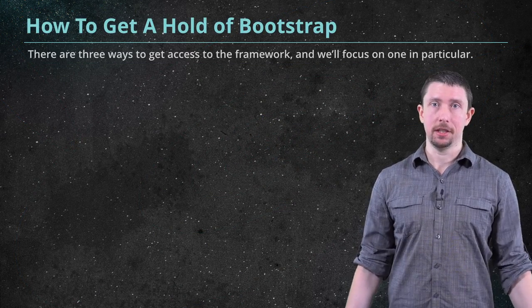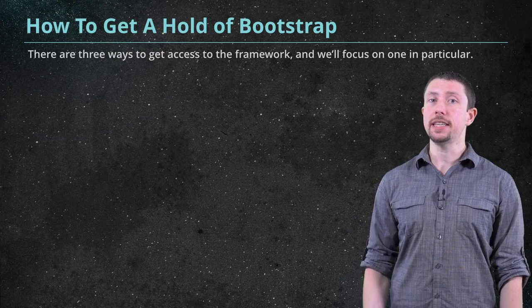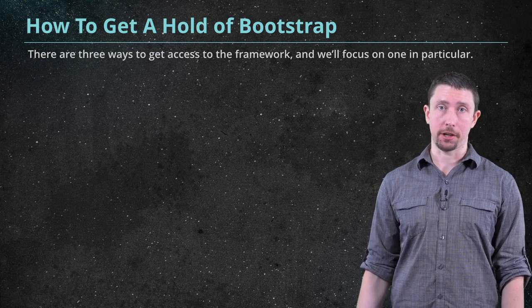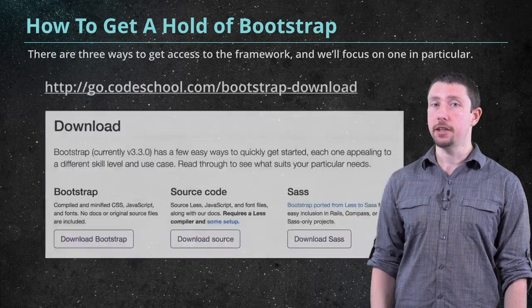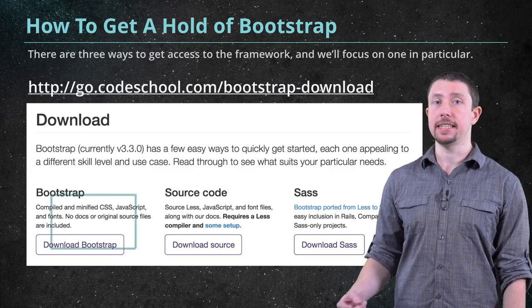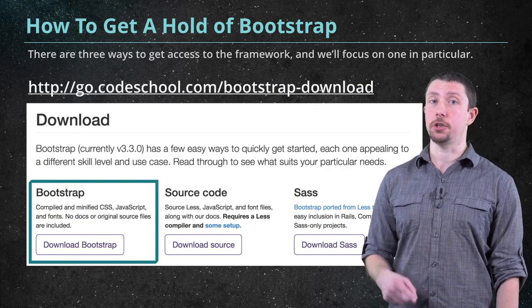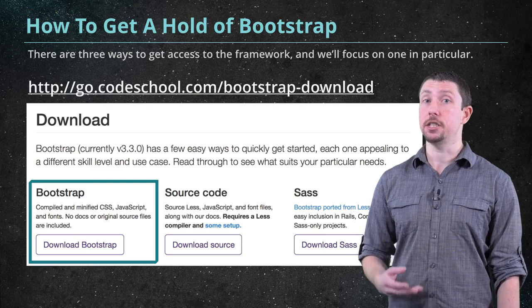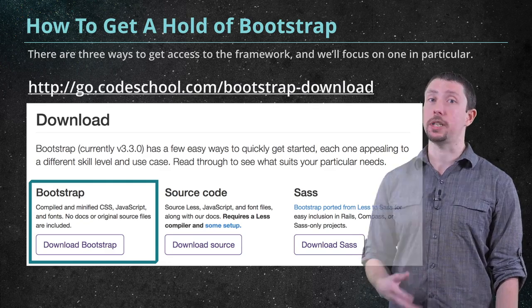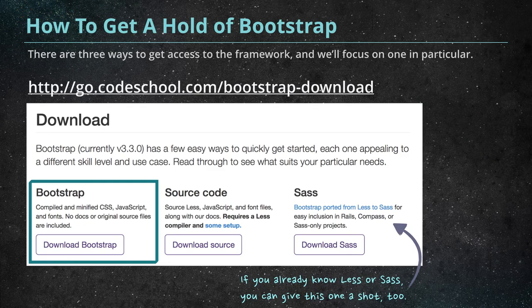So how do we start building this beautiful page? Well, to start off, we need to get a hold of the Bootstrap framework. To do that, we can head over to the Bootstrap website and download the Bootstrap library. In this case, we're going to be checking out this version of Bootstrap, which contains the JavaScript and CSS files we'll need. If you already know Less or Sass, you can give one of these other versions a shot too.